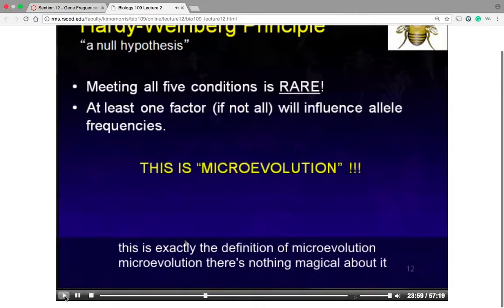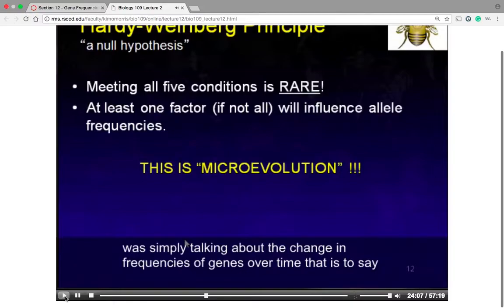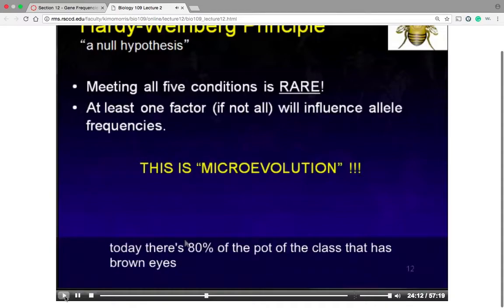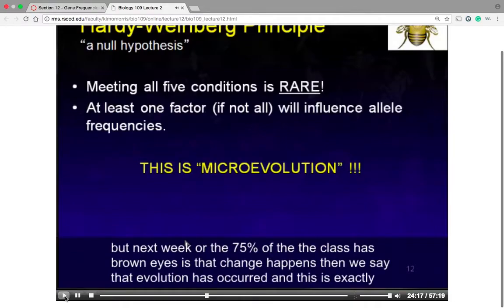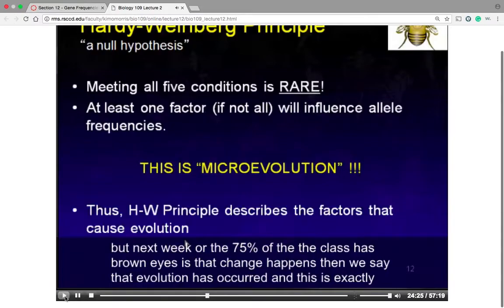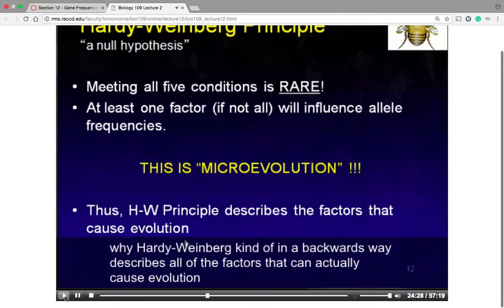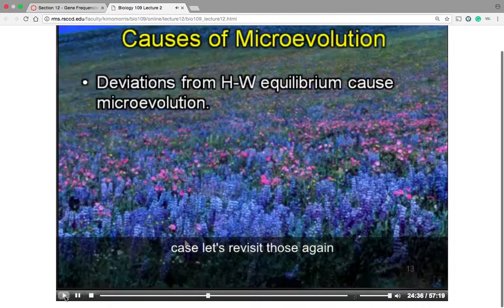This is exactly the definition of microevolution. Microevolution, there's nothing magical about it. We're simply talking about the change in frequencies of genes over time. That is to say, today there's 80% of the class that has brown eyes, but next week only 75% of the class has brown eyes. If that change happens, then we say that evolution has occurred. And this is exactly why Hardy-Weinberg, kind of in a backwards way, describes all of the factors that can actually cause evolution. Okay, so let's revisit those again.